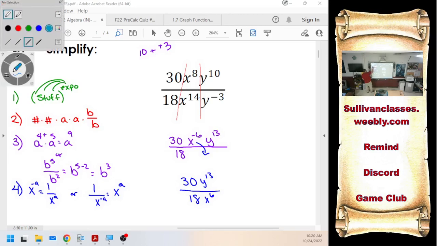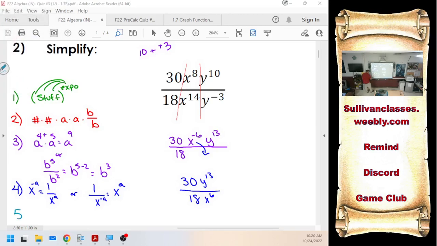And the very last thing, double check if you can deal with any numbers. Like if I had 5 over 10, I would call that 1/2. If I had like 3 to the 2nd times 2 to the 4th, I'd have to turn that into 9 times 16, and then figure out what that was too. So you have to deal with the number stuff.